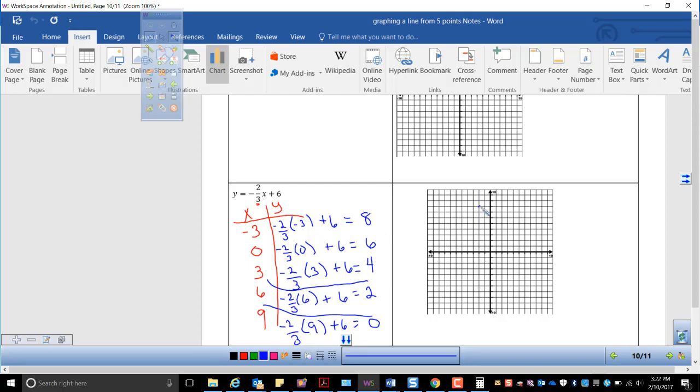So I get negative 3, 8. I get 0, 6. Oops, I think this point is wrong. Hold on, and go back. So make sure you get this. 1, 2, 3. There we go. Negative 3, 8. 0, 6. We get positive 3, positive 4. There we go. Positive 6, so 4, 5, 6. You get 2. And at 9 you get 0. So there's your line.